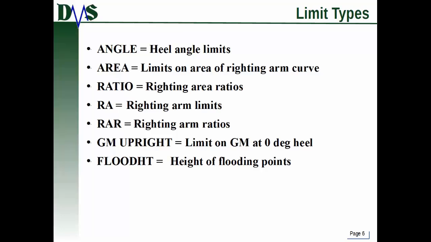But first, let's talk about the different limit types. These are the keywords that I was telling you about for the different things that you're going to measure against. So we have angle, those are the heeling angle limits. Area, that's going to be the area under the righting curve. Ratio, that's going to be the righting area ratio. So that's the ratio of area under the righting arm curve to area under the heeling moment curve.